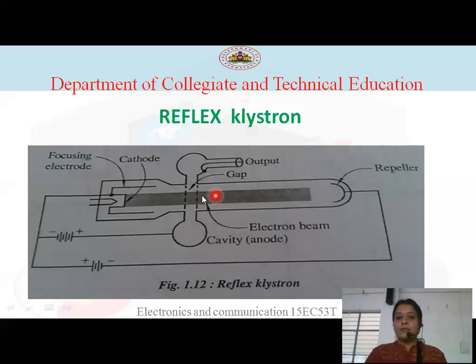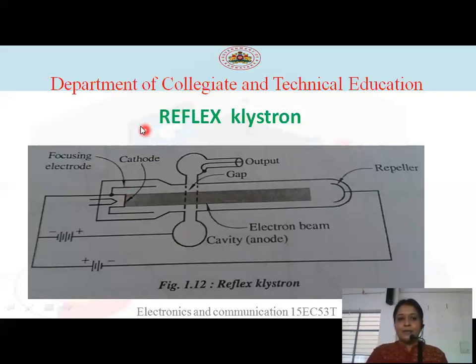During this coming back process, the bunching of the electrons will take place. Once again, I will explain. In the cathode, when the electrons are generated, since the anode is at very high positive voltage compared to the cathode, these negatively charged electrons are attracted towards the anode. Therefore, they will start moving with very high velocity.